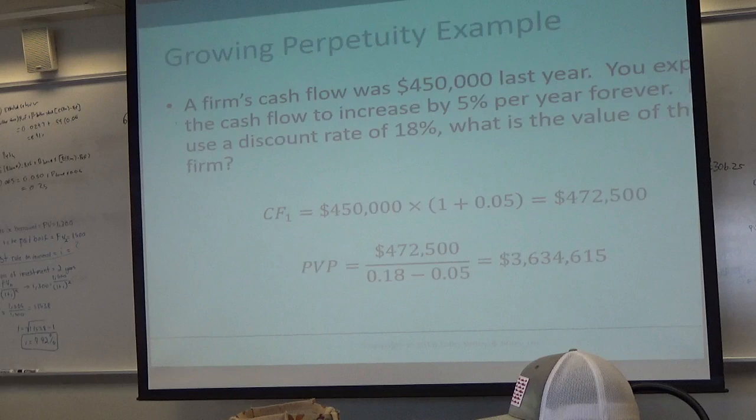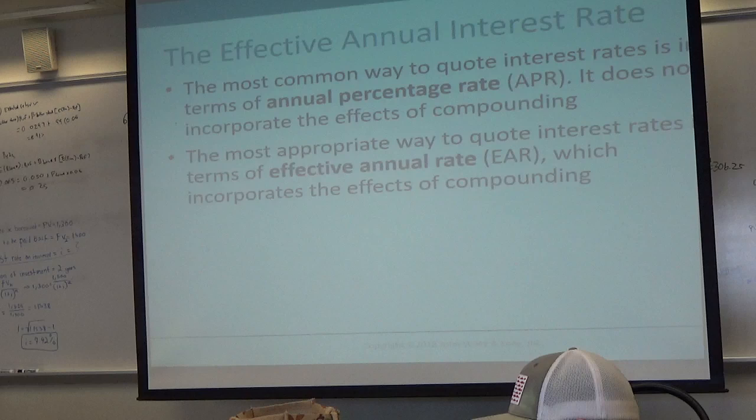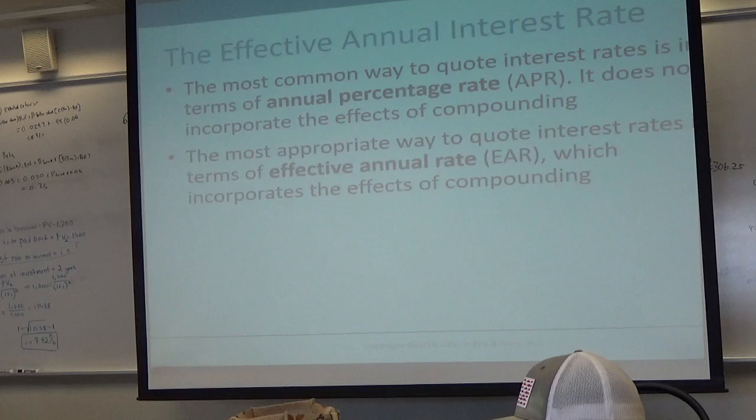The effective annual interest rate. The most common way to quote interest rates is in terms of annual percentage rate, APR. It does not incorporate the effects of compounding. And the most appropriate way to quote interest rates is in terms of effective annual rate, which is EAR, and that incorporates the effects of compounding.